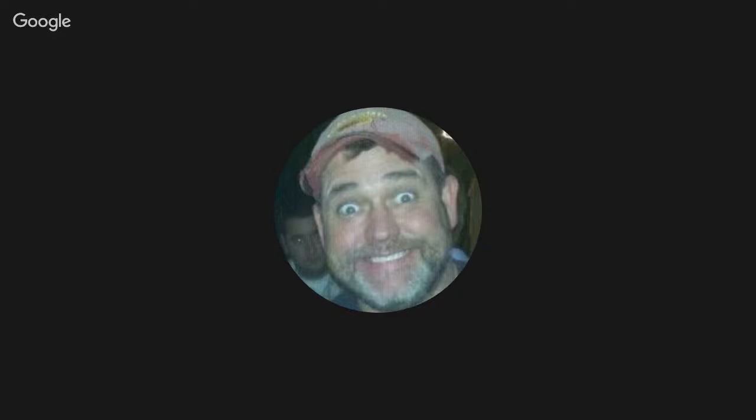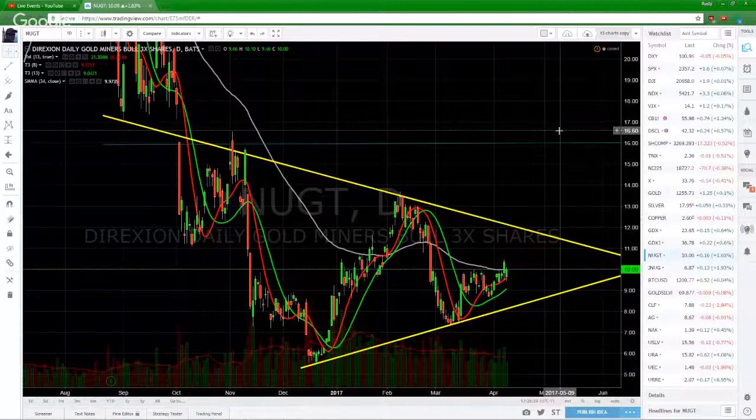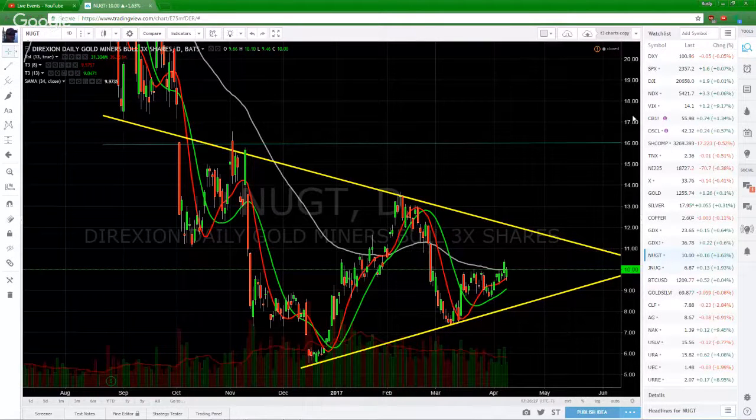Resistance at 11. I've got reverse head and shoulders, cup and handle, same deal. Let's get into the previous lows at 11. So the goal on this is 11. Let's build at 11 and crack the whip and giddy up.